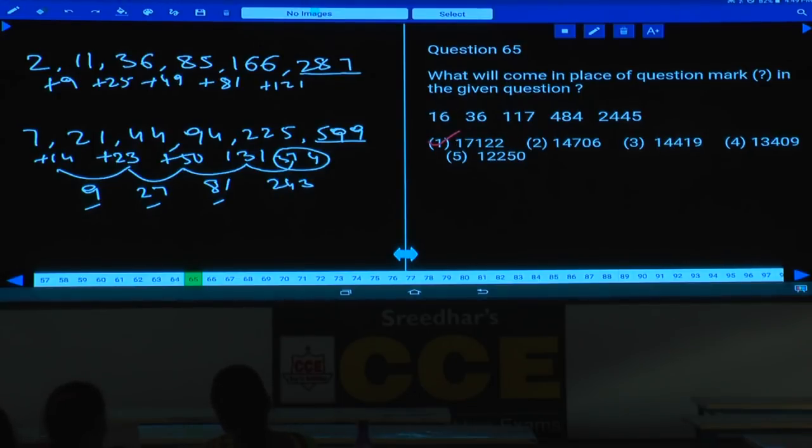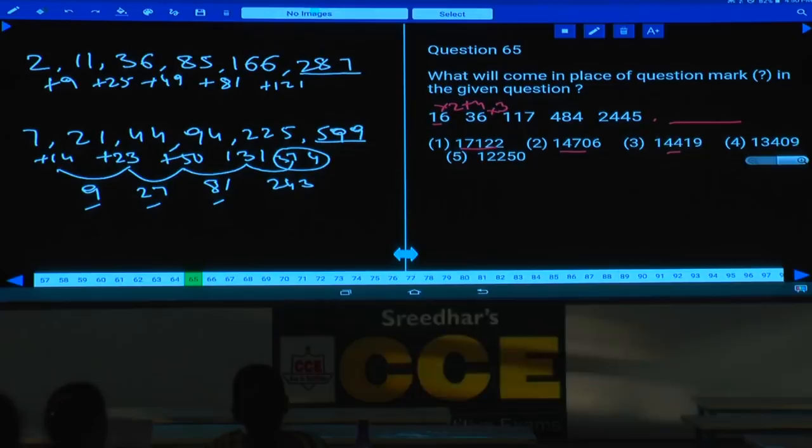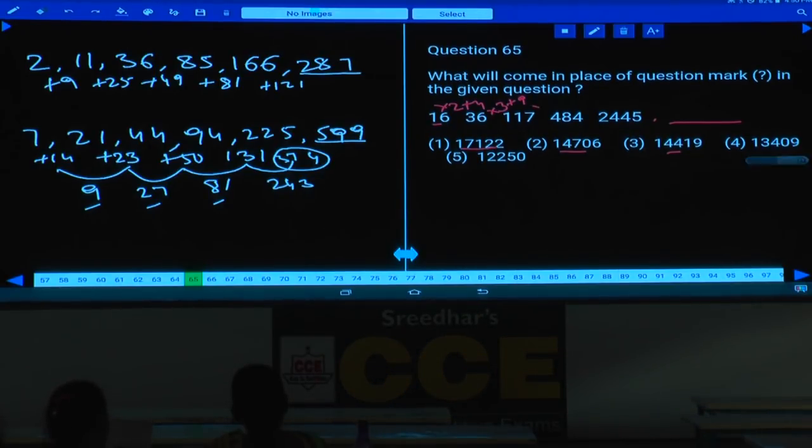Then coming to question number 65. Now in this one, the next number at this place. Now 16, 36, if you observe here, starting with 16 and all the numbers. As the numbers are increasing at a very fast rate, it must be under multiplication or combination. Then 16 and 36. How to express this one? 16 into 2 is 32 plus 4 is 36. And 36 into 3 is so much? 108 plus 9 is 117. Next one into 2 into 3, next one is into 4.